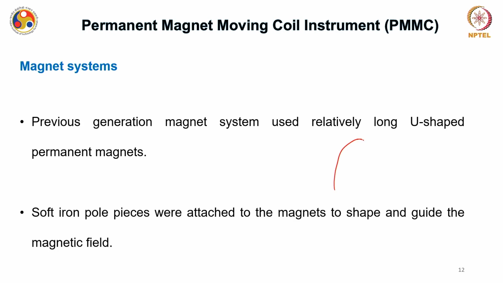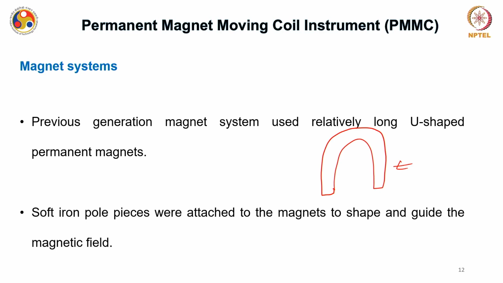The second part of this PMMC construction is the magnetic system. This is very important because your coil is turning in the magnetic field only. So the old generation magnetic systems in these PMMC tools utilize long U-shaped permanent magnets, something like this that we have already discussed. This was the kind of magnetic system used in older generation PMMC tools. Even currently, some of the cost effective PMMC tools utilize these U-shaped permanent magnets.